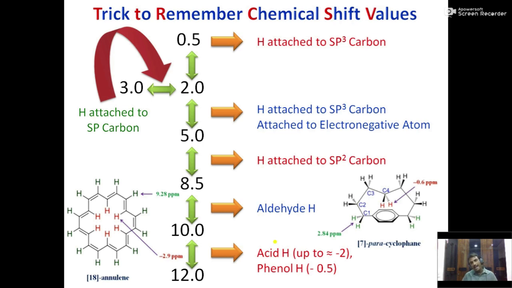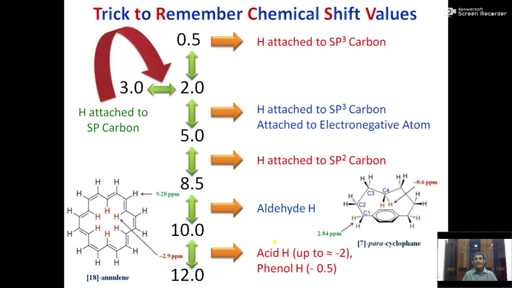For aldehyde, the chemical shift value is probably in the range 8.5 to 10. If your proton is of carboxylic acid, COOH proton is there, or phenolic OH is there, then its value may be beyond 10, meaning it may have a large delta value.